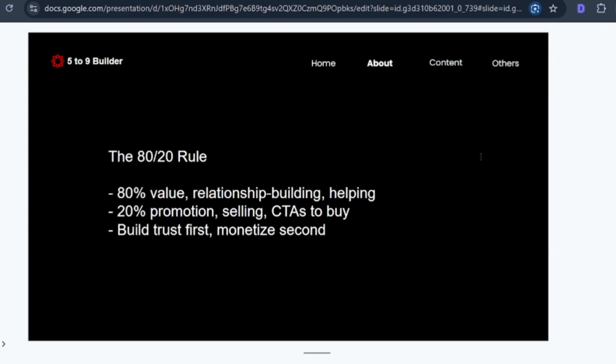Now quickly, the 80-20 rule. 80% value, relationship building, helping, then 20% promotion, selling, CTA to buy, something like that. So 20% of promoting your products or stuff on the platform, and then 80% of giving value to them. Okay, build trust.